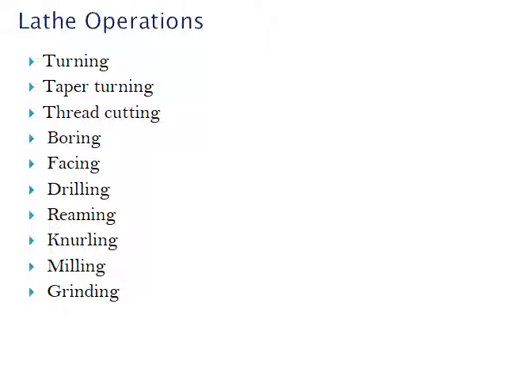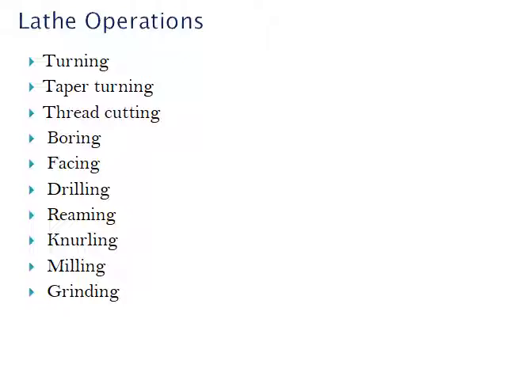So the lathe operations: there are 10 important operations carried out on the lathe machine. The first one is a turning operation. The second one is taper turning, then thread cutting, boring, facing, drilling and reaming, knurling, milling and grinding. So these 10 important types of operations are carried out with the help of the lathe machine. We will study them in detail one by one.